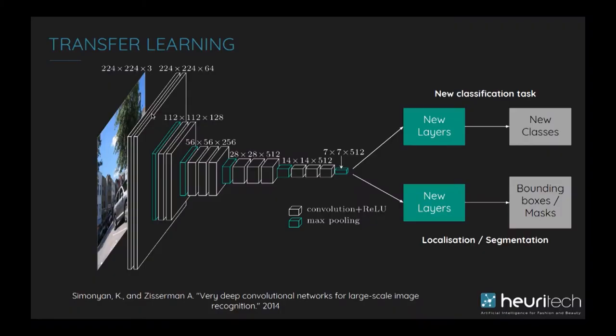So let me detail first localization. But to do so, we will be using transfer learning. You've heard transfer learning quite a few times already today. Basically, transfer learning is taking a neural network that was already trained for a given task and reusing it for other tasks. So we've used transfer learning for new classification tasks. This is what is here on top. But we can also use it for new tasks.